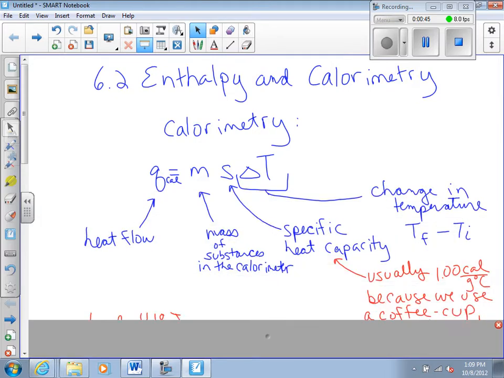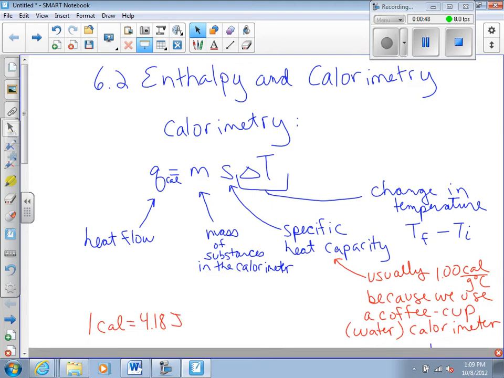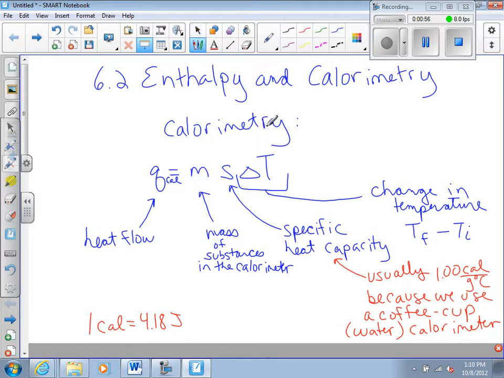So you might want to pause the video for a moment here while you write all of this down. I will go over it, but again, you might want to pause to get that all written down, and then I'm going to talk about it. You don't need to pause if you don't want to. All right, so this Q is the heat flow. It's how much heat flows into or out of a calorimeter.